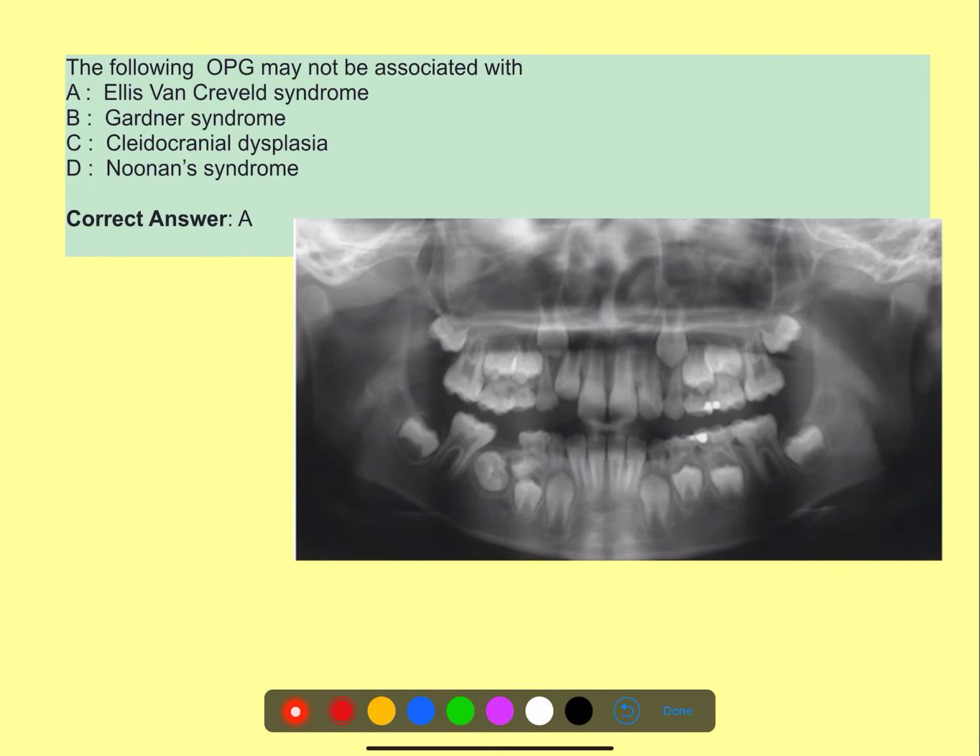The following OPG may not be associated with. If you see the OPG, you can find multiple impacted teeth. Multiple impacted teeth are associated with Gardner syndrome, cleidocranial dysplasia and Noonan syndrome. Whereas it is not associated with Ellis-Van Creveld syndrome. So the option is Ellis-Van Creveld syndrome.